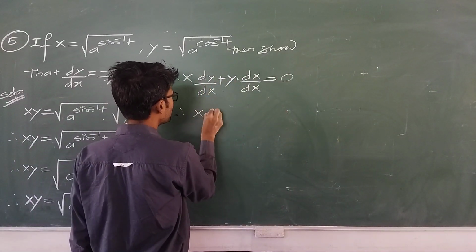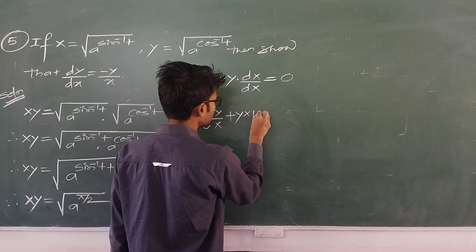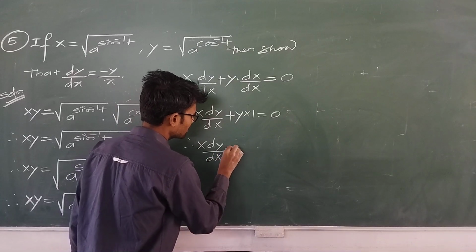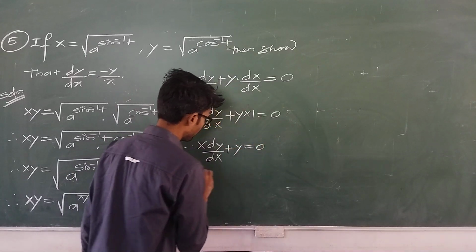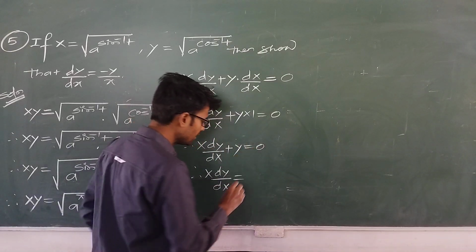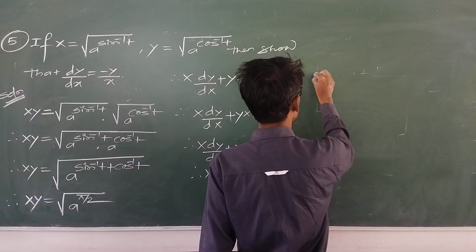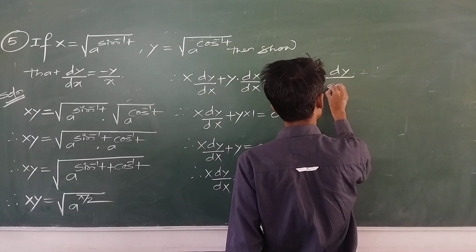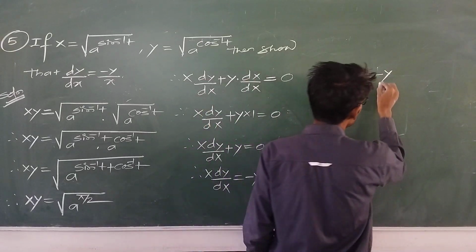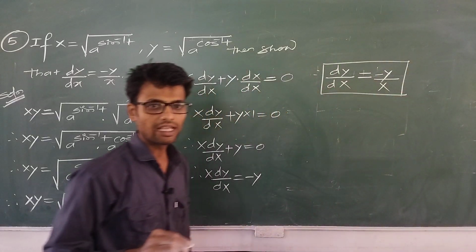So therefore I will write x into dy by dx plus y into dx by dx, which is 1, is equal to 0. So x into dy by dx plus y into 1, which is y, is equal to 0. So x into dy by dx is equal to, taking y to this side, minus y. So the value of dy by dx is equal to minus y, and to take x to this side, you will get divided by x. So this is the required proof. dy by dx is equal to minus y by x.